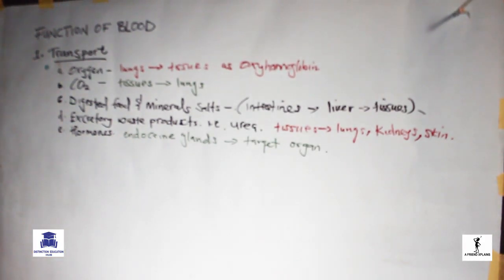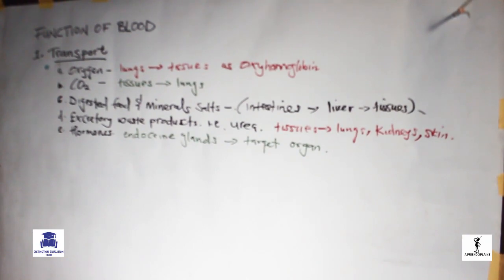So also blood is used, so heat produced by the muscles and various organs is carried out in the body. So ideally this is what the function of blood is all about.